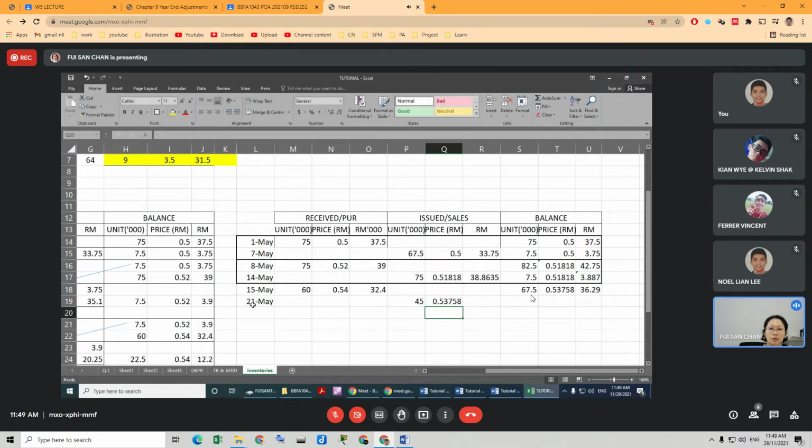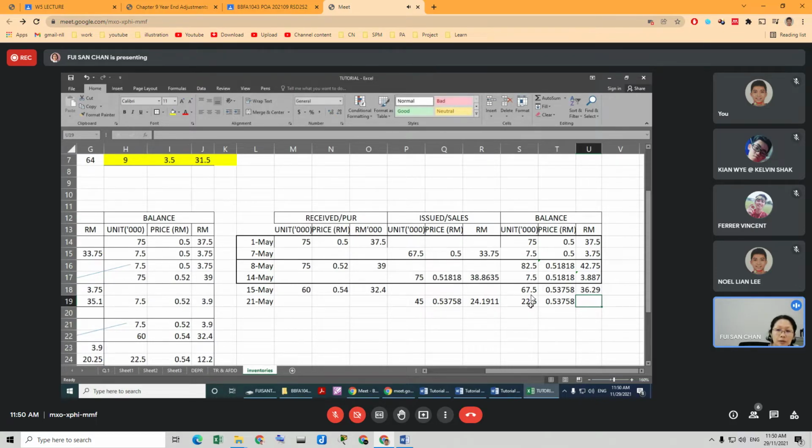We issue at the same price, 0.53758. So meaning this times this. Now can I ask you, in total we have this, but you already issued 45 liters. So how many liters are left? 22.5. Okay, so we left 22.5, and the price is still the same, 0.53758.